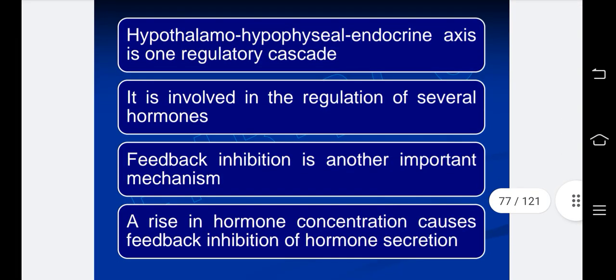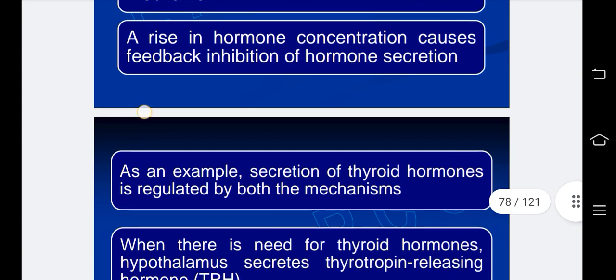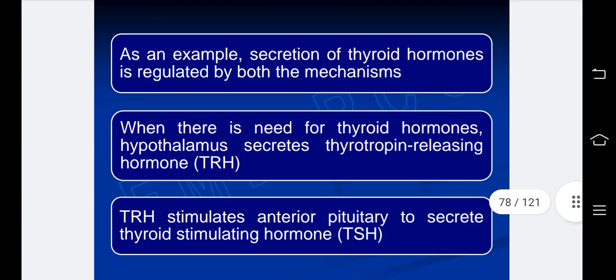Then hypothalamic-hypophyseal endocrine axis is one regulatory cascade. This is involved in regulation of several hormones. Feedback inhibition is another important mechanism. A rise in hormone concentration causes feedback inhibition of hormone secretion. As an example, secretion of thyroid hormones is regulated by both the mechanisms.